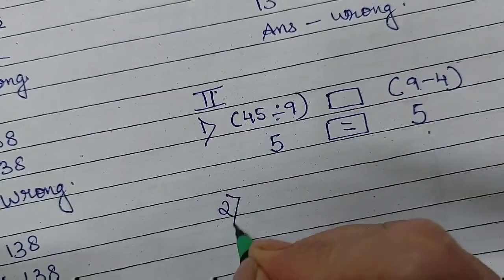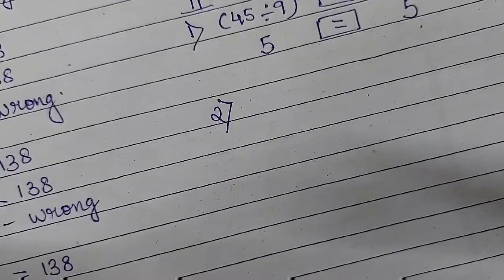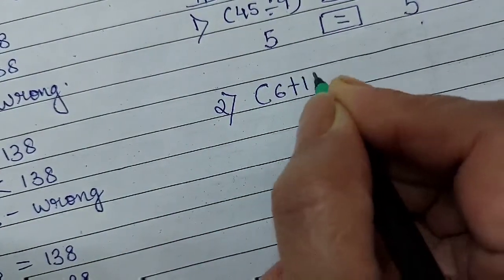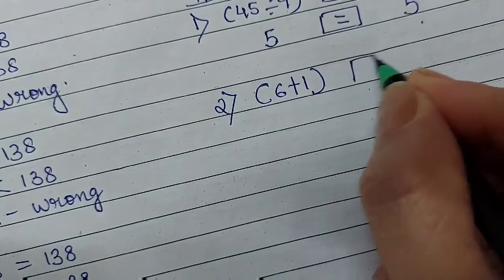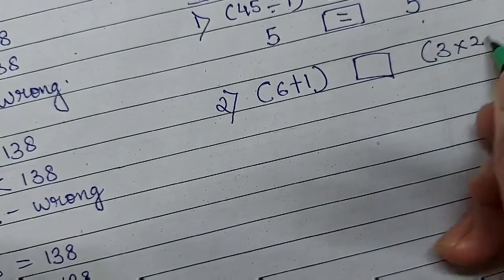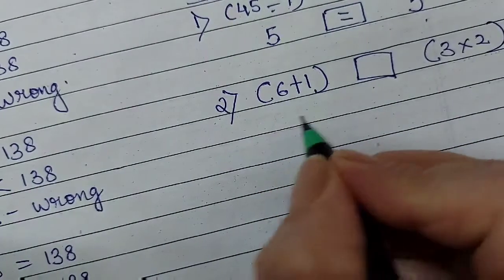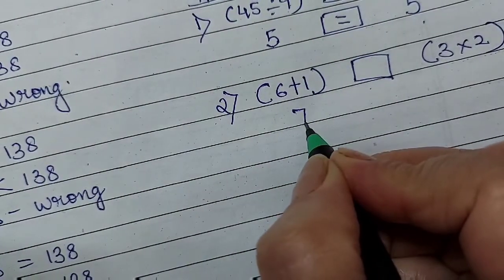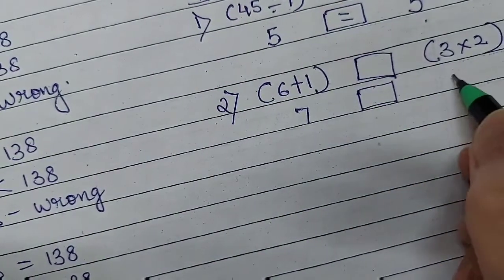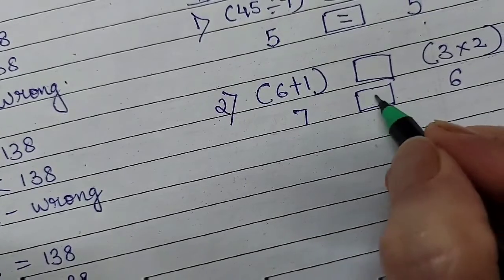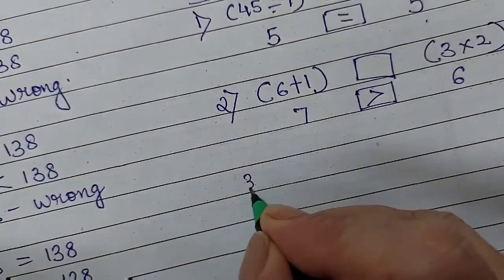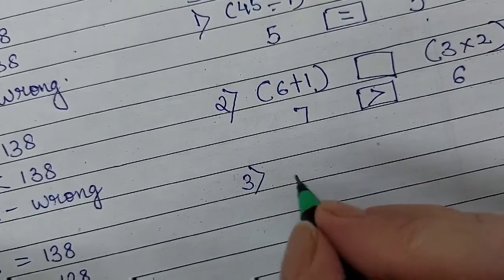Coming to the second question. Your second question is 6 plus 1, then this is 3 into 2. 6 plus 1 is how much? 7. 6 plus 1 is 7. Now the box. 3 2s are 6. Now 7 is greater than 6. Right children?